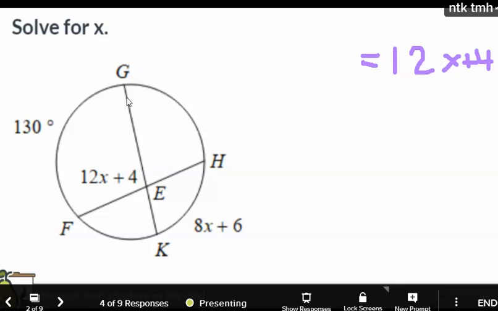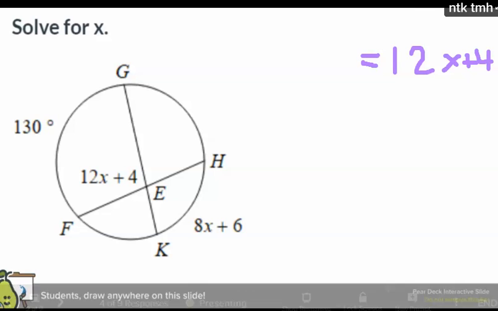So when you're setting up these equations, you're going to add your arcs together. You're going to divide by 2 and set it equal to 12x plus 4 because that is your angle that's inside. So I'm going to give you guys some time to do that without me chatting in your ear.